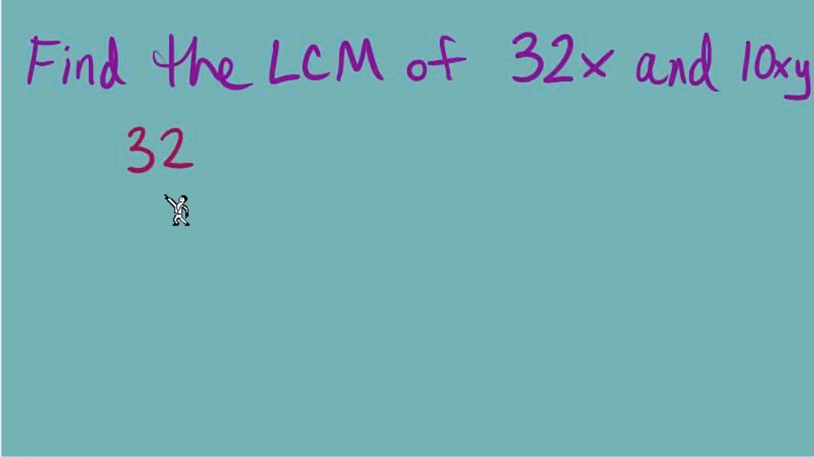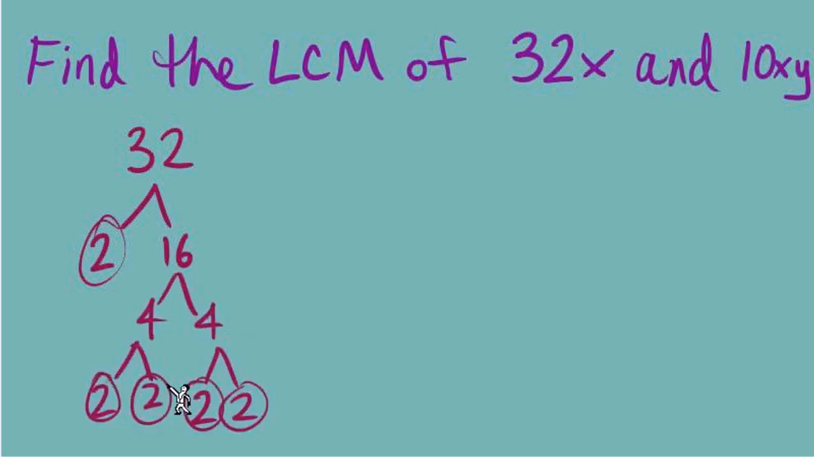I'll go through my entire factor tree. So 2 times 16, there's the prime. 16 is 4 times 4, and each of those 4s will give us 2 2s. Now 32 has prime factors 2 times 2 times 2 times 2 times 2, 2 to the 5th power. There's where I'll use the x.